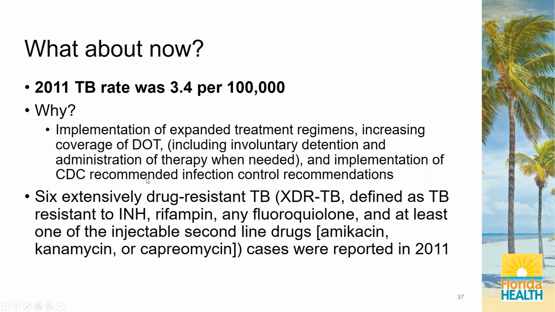In 2011, the TB rate was significantly lower, right? We went from that 10.5 in 1992 to 3.4 in 2011. So why? How are we able to lower those rates? So it's a variety of things. Implementation of expanded treatment regimens, increasing coverage of direct observed therapy. And what is DOT? What is direct observed therapy? Yes, you're watching the patient actually take the medication.